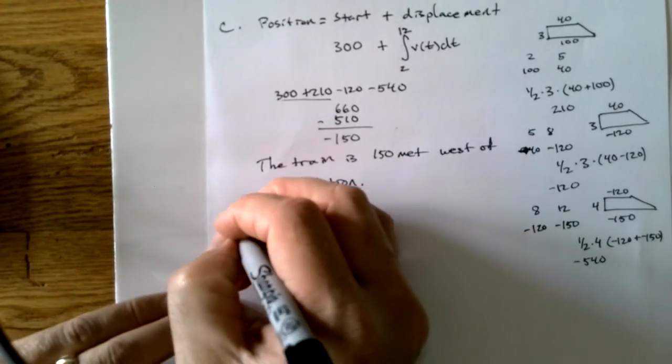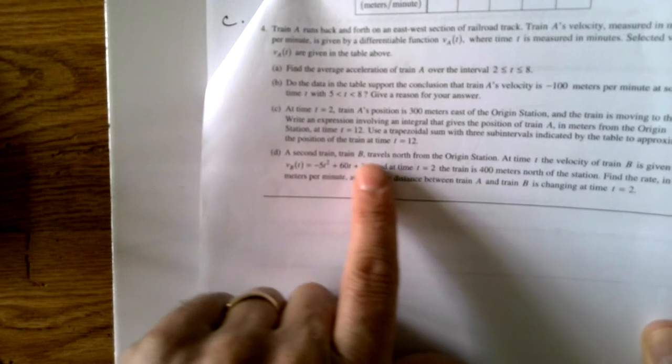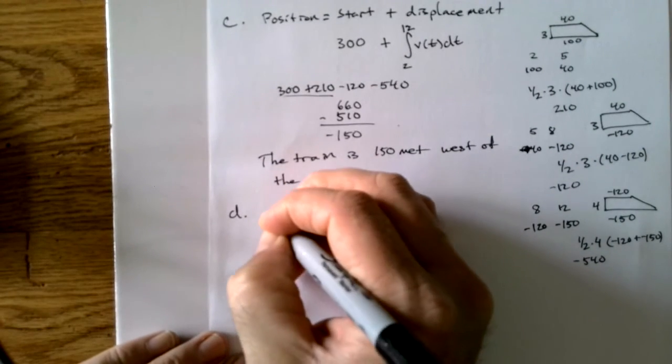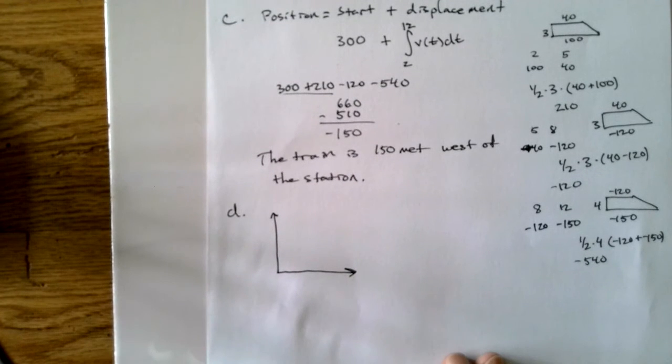Very good. Okay. And finally, problem D. Problem D talks about another train. It talks about a train that's traveling north. So a second train is traveling north, and this is the velocity function right here. We're going to draw that out. Train is traveling north. We got a train that's traveling east.